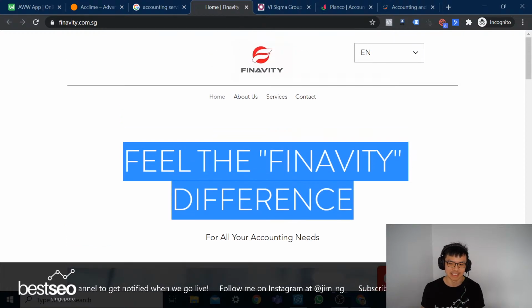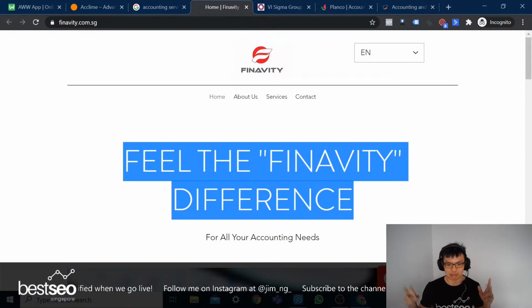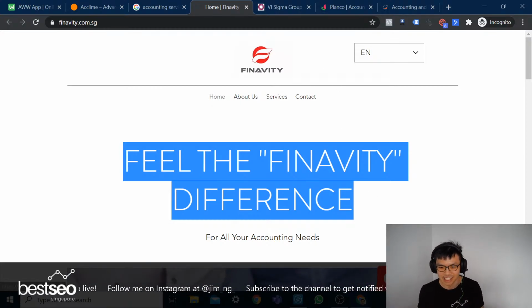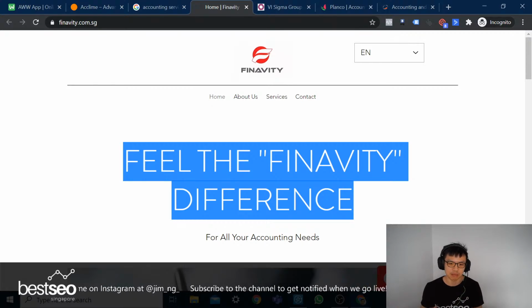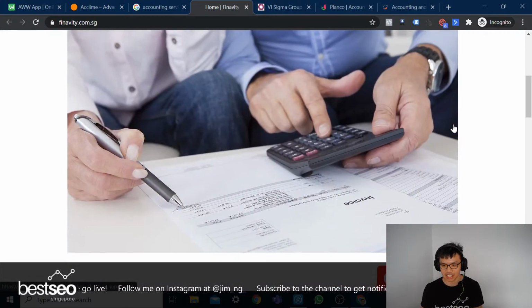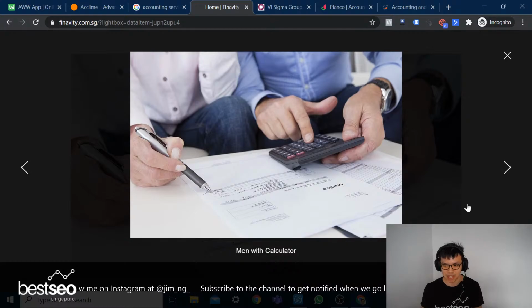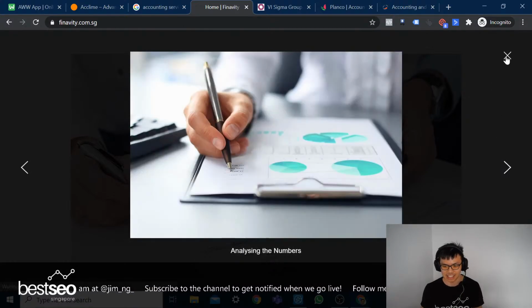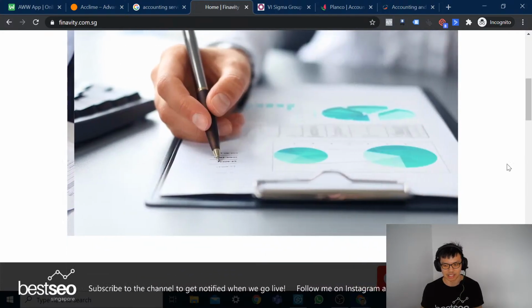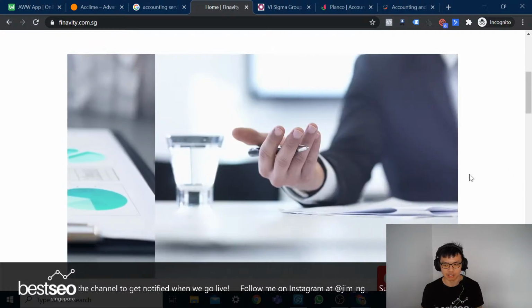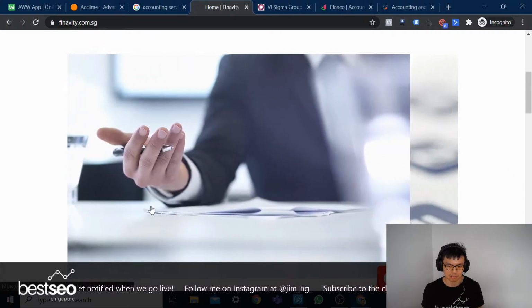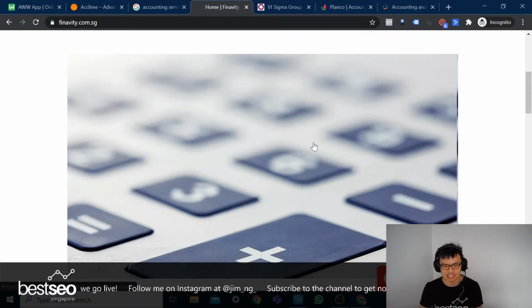First of all, this looks very good on paper, like branding, because Fineverty is the company name and then "feel the Fineverty difference." But realistically, if I'm a small business owner, and I am a small business owner, and I come to this and look at "feel the Fineverty difference," I don't really understand what this means, and I don't feel there's something in it for me, because this is the first time I'm coming across your brand. It's just a couple of stock images of men with calculators, analyzing the numbers. This is not very compelling to me, because if I'm looking for an accounting firm, I don't care whether there are men looking at a calculator, a businessman with a pen up like that, or keypads. This is not very compelling at all.